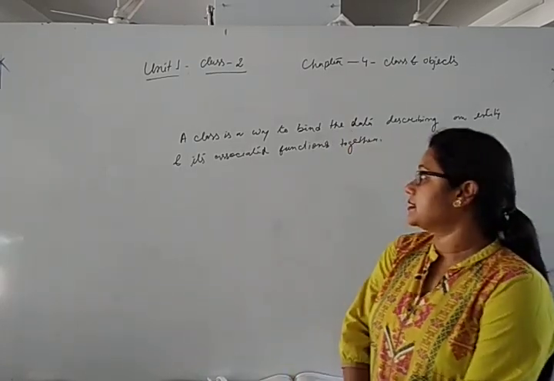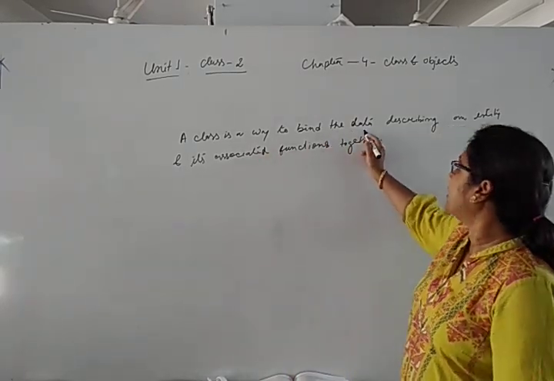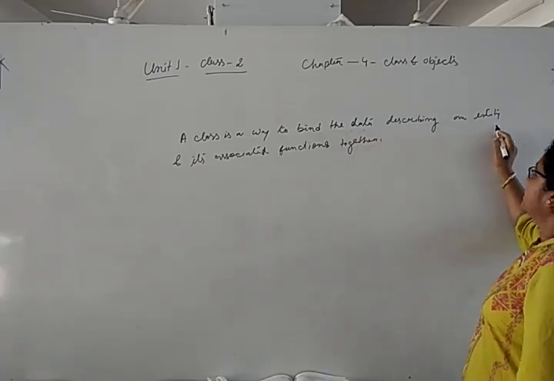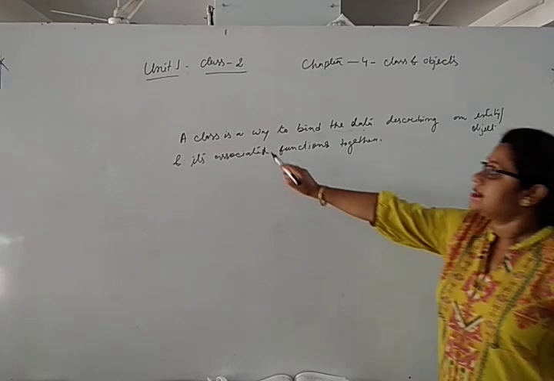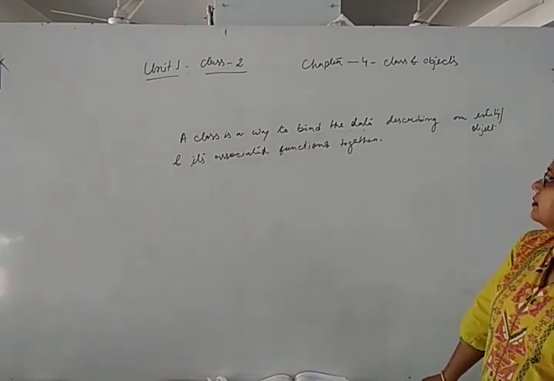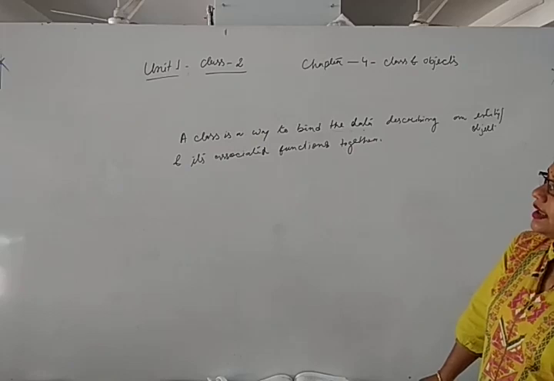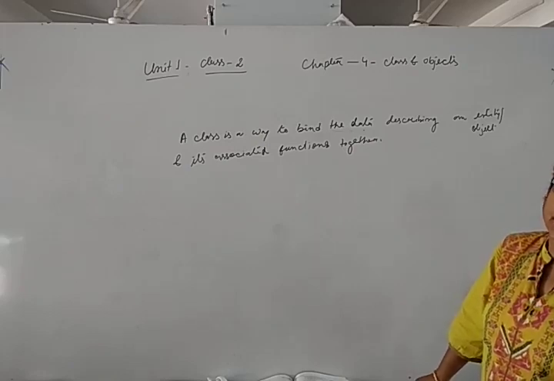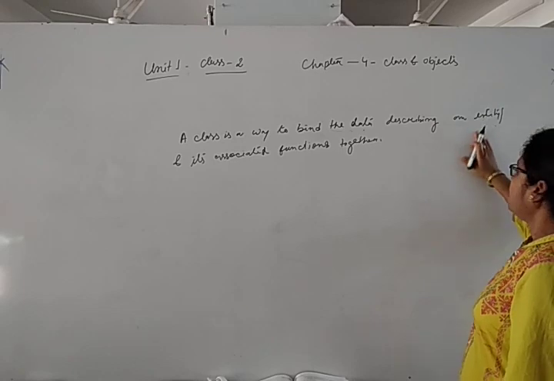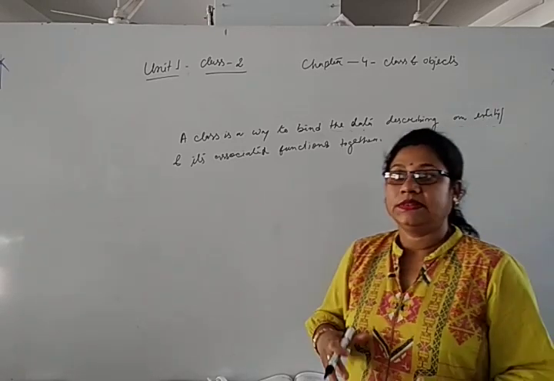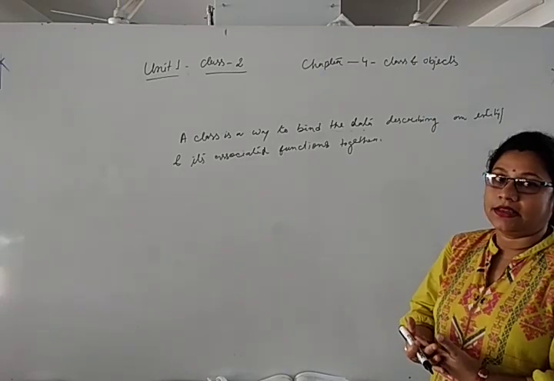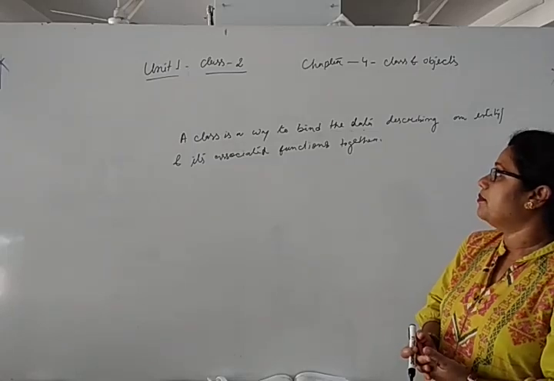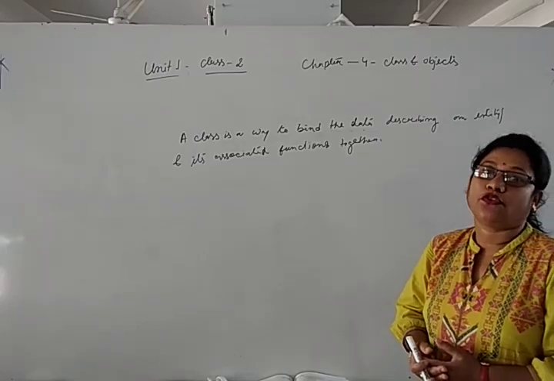And next, the class. Class is a way to bind the data describing an entity. Instead of entity, we can write object. A class is a way to bind the data describing an object and its associated functions together. That means when we group some data describing an entity and its associated member functions together, then it will form a class.